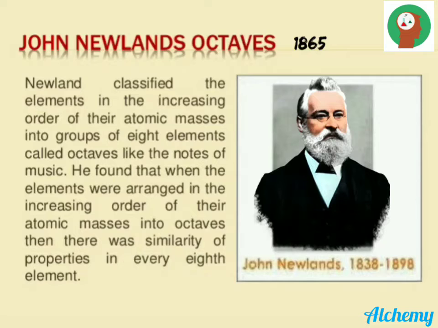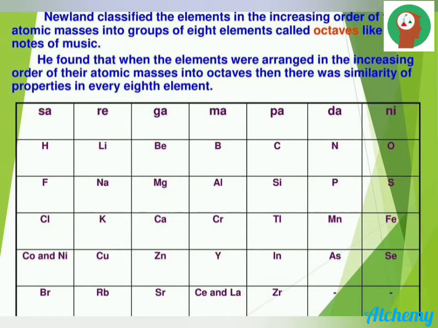The third classification of elements was done by John Newlands in 1865. Newlands classified the elements in the increasing order of their atomic masses into groups of 8 elements called octaves, like the notes of music. Newlands found that when the elements were arranged in the increasing order of their atomic masses into octaves, there was a similarity in the properties of every 8th element. This means that starting from hydrogen, the 8th element is fluorine. Thus, hydrogen and fluorine will have similar properties. Similarly, starting from lithium, the 8th element is sodium. Thus, lithium and sodium will have similar properties.